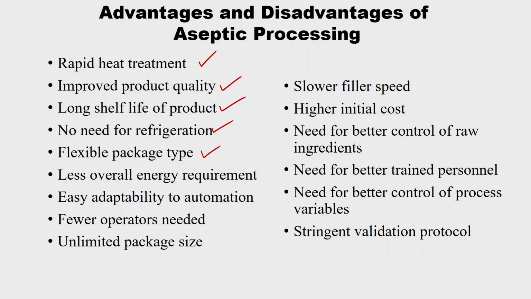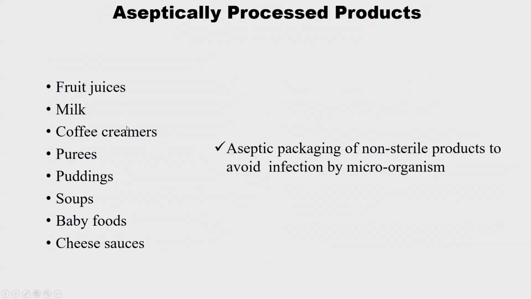and there is a volume of product constraint also there, but here you don't have that one, and less overall energy requirement, easy adaptability to automation, and fewer operations are needed, unlimited packaging size, and slower filler speed. So that is very much important. And high initial cost due to aseptic conditions maintained, need for better control of raw ingredients, and better trained personnel, and control of process variables, and stringent validation protocol because of aseptic environment. These are all disadvantages, and this is advantage.